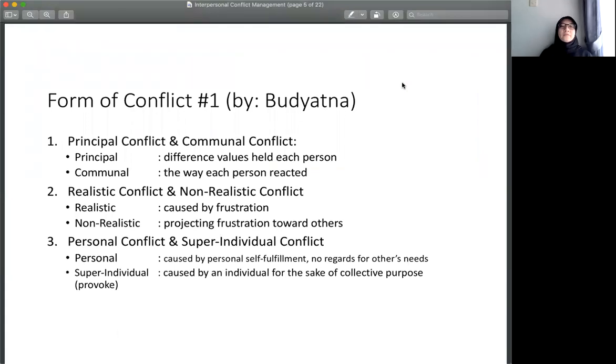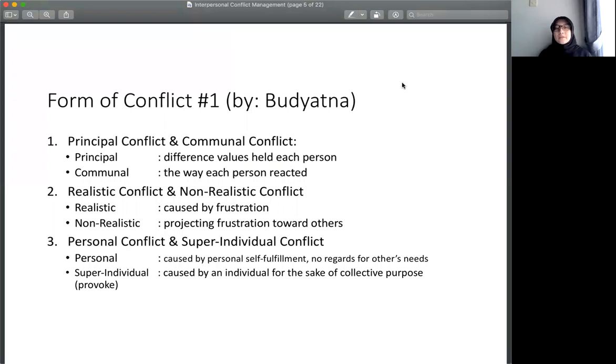Here we have several forms of conflict. The first one is principal and communal conflict. Principal conflict is fundamental conflict because it is caused by the difference of values held by each person. For example, in political values, some Americans are Republicans and other Americans are considered Democrats.